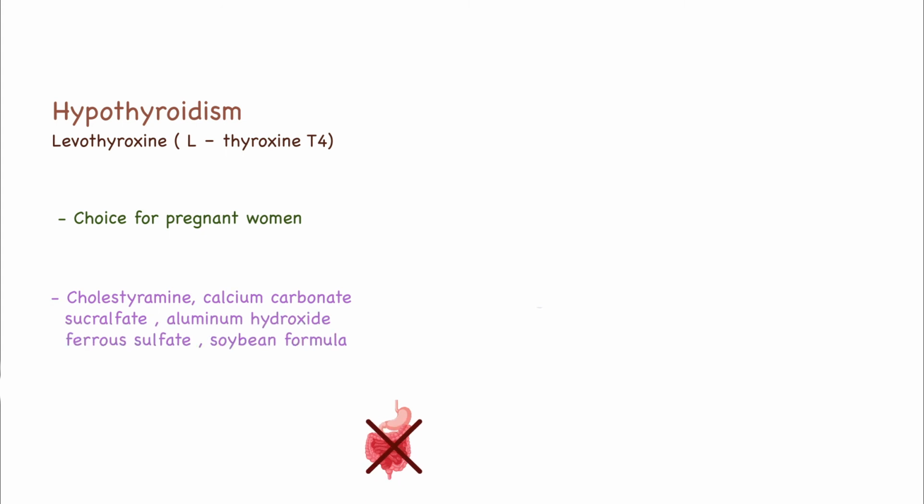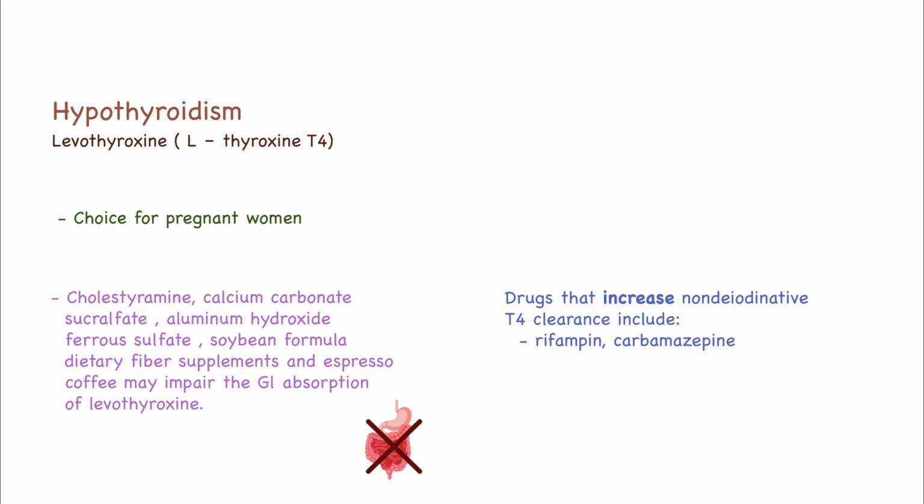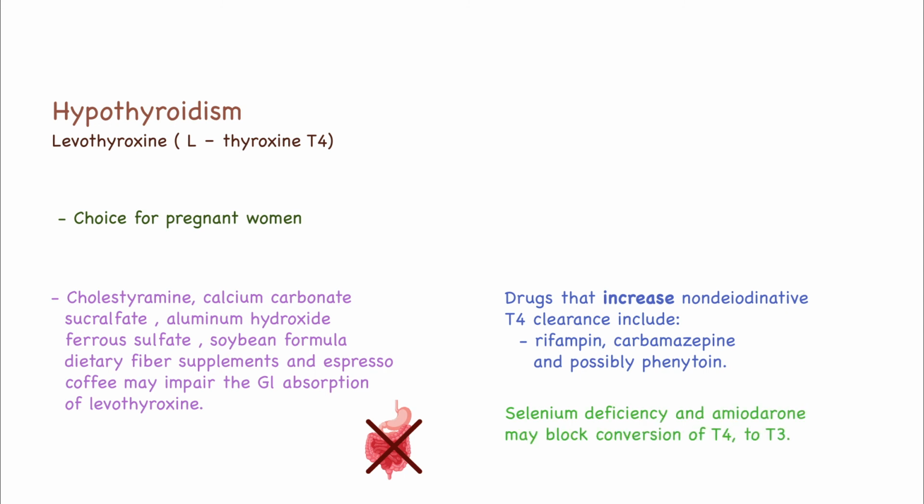For drug interaction, we have cholestyramine, calcium carbonate, sucralfate, aluminum hydroxide, ferrous sulfate, soybean formula, dietary fiber supplement, and espresso coffee that may impair the GI absorption of levothyroxine. Drugs that increase the non-deiodinative T4 clearance include rifampin, carbamazepine, and possibly phenytoin. Selenium deficiency and amiodarone drug may block conversion of T4 to T3.